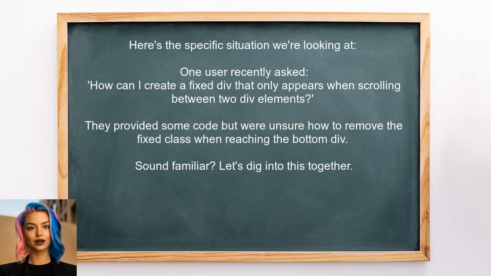Here's the specific situation we're looking at. One user recently asked, how can I create a fixed div that only appears when scrolling between two div elements? They provided some code, but were unsure how to remove the fixed class when reaching the bottom div. Sound familiar? Let's dig into this together.